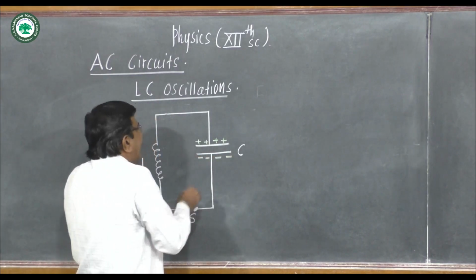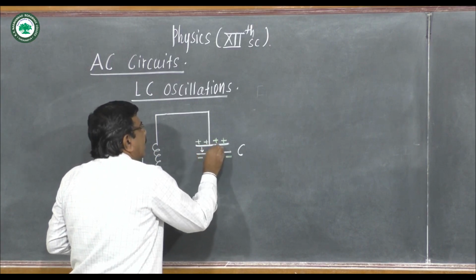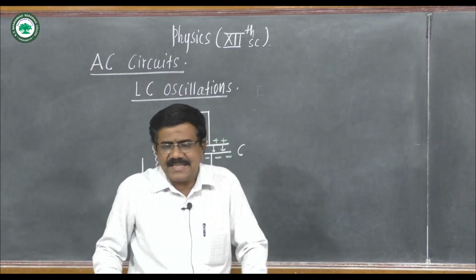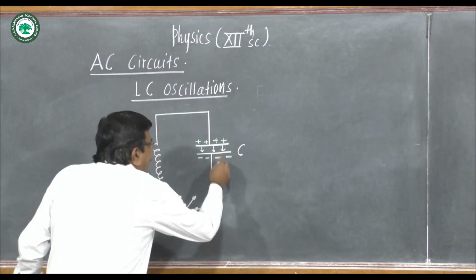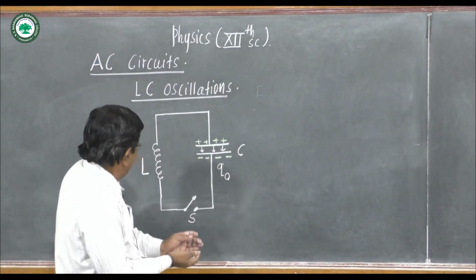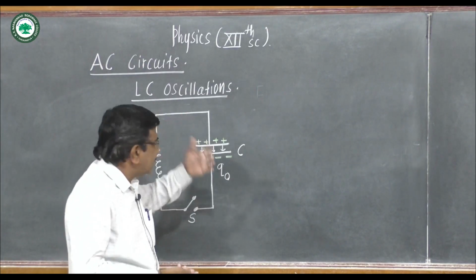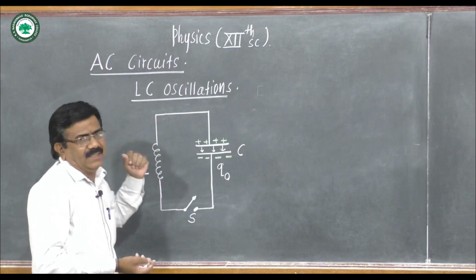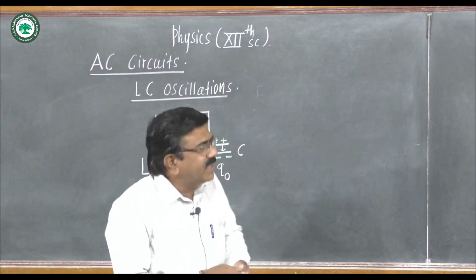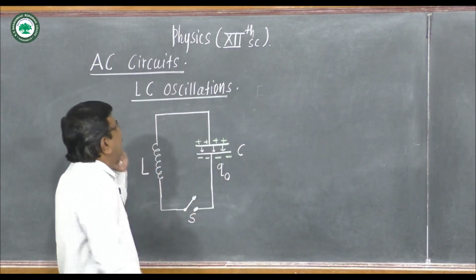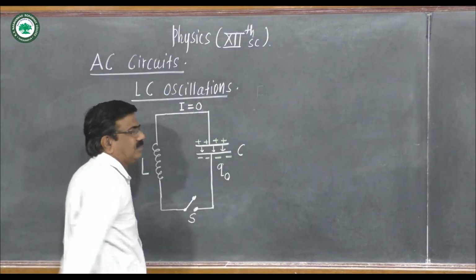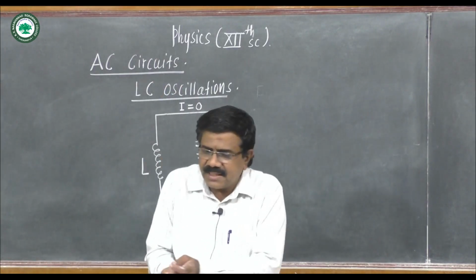The field between the plates of the capacitor is from positive plate to negative plate. Initially the capacitor is fully charged. Suppose the charge on the plates of the capacitor is Q0. It is the peak value of the charge. This capacitor is connected to an inductor having negligible or zero resistance, and as the capacitor is fully charged and the switch is open, the current flowing through the inductor is considered as zero.